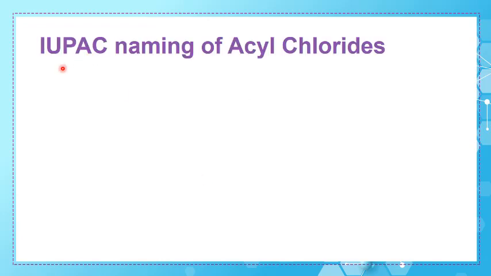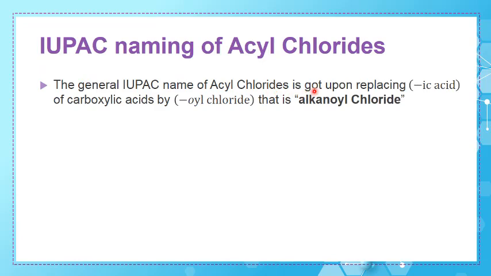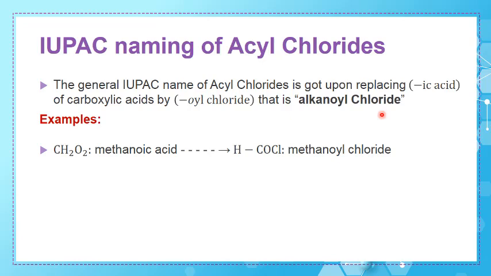Now, let's move to the nomenclature of acyl chlorides according to IUPAC. Acyl chlorides are named upon replacing the suffix "ic" and the word acid of the carboxylic acids by acyl chloride. So the general name will be alkanoyl chloride. Let's consider an example in order to understand how to follow naming.